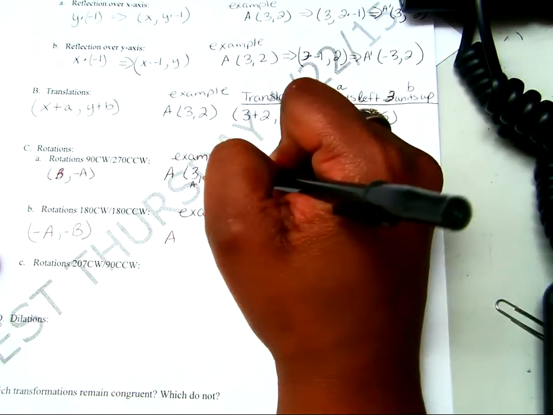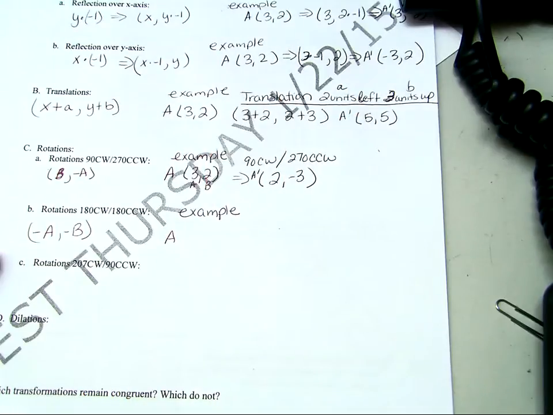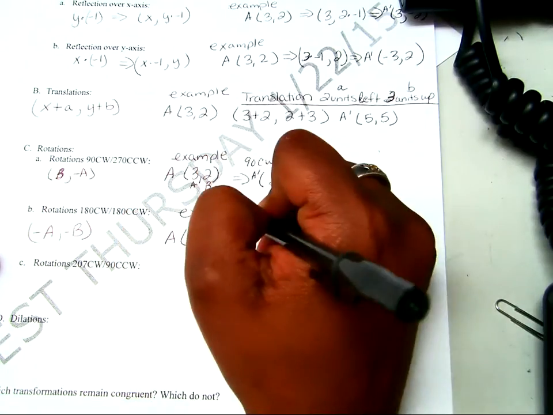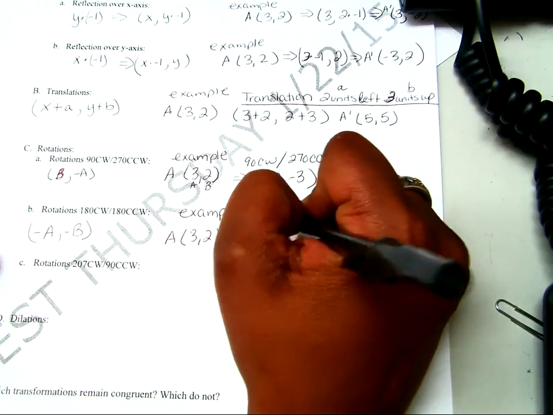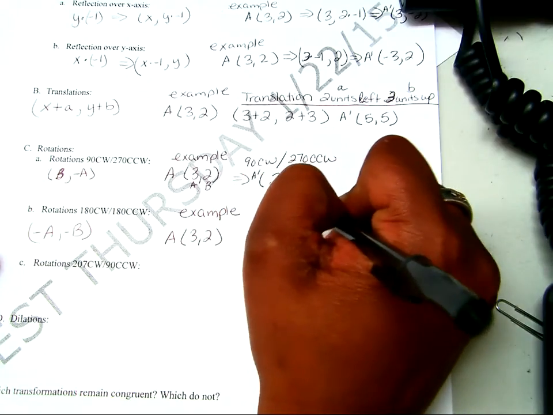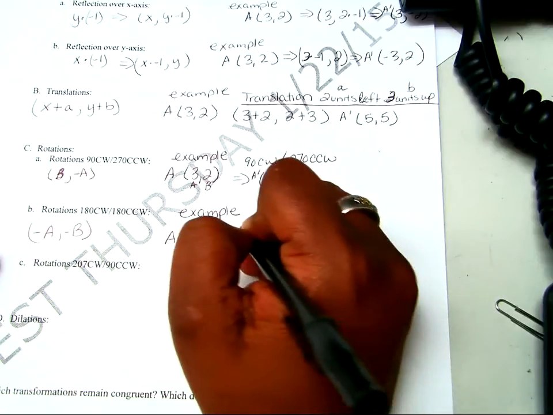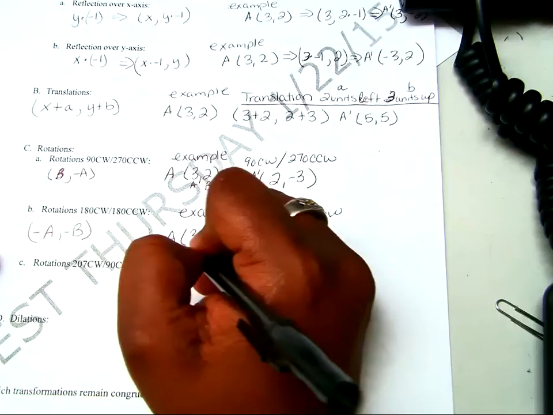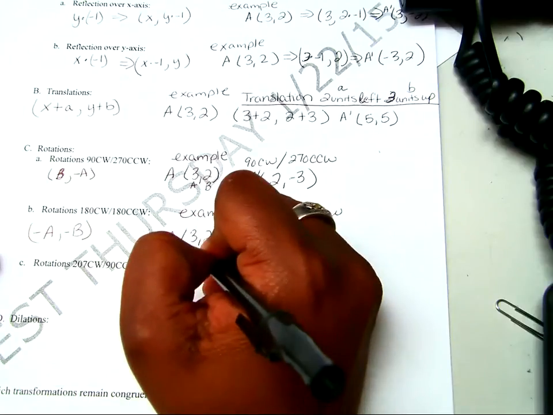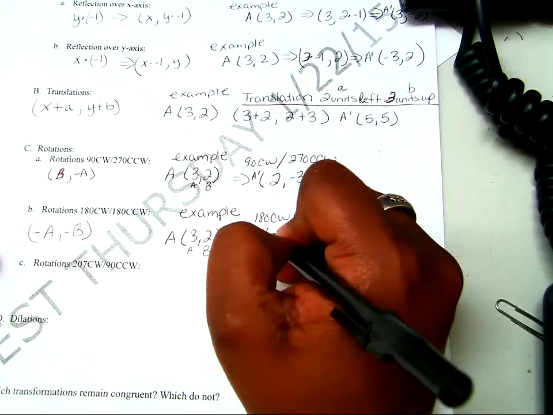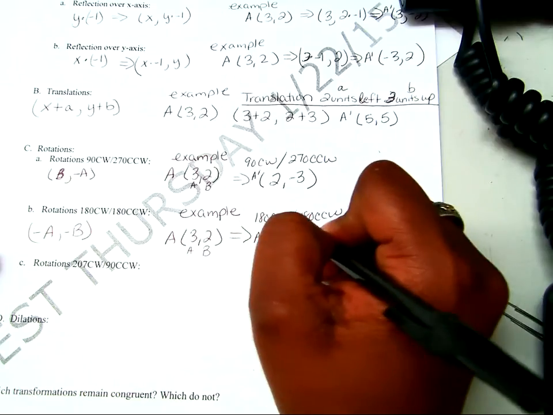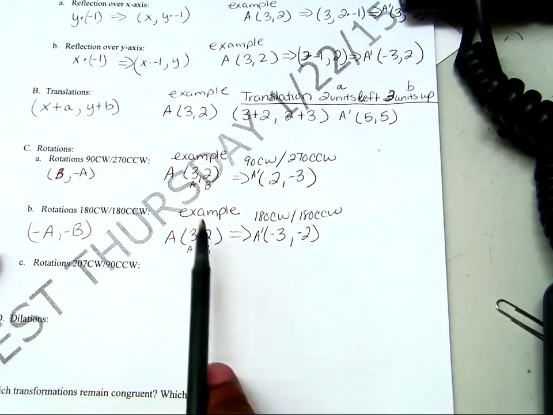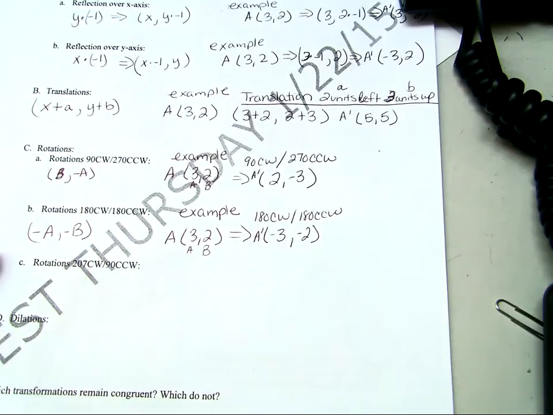So this is A prime right here. Okay. So if A is (3, 2), and they asked me to do 180 degrees clockwise or 180 degrees counterclockwise, I'm going to write my A prime is just going to be, like I say, you label this a, b. Opposite of positive 3 is negative 3. Opposite of positive 2 is negative 2. Or if I multiply 3 by negative 1, I get negative 3. Multiply 2 by negative 1, I get negative 2.